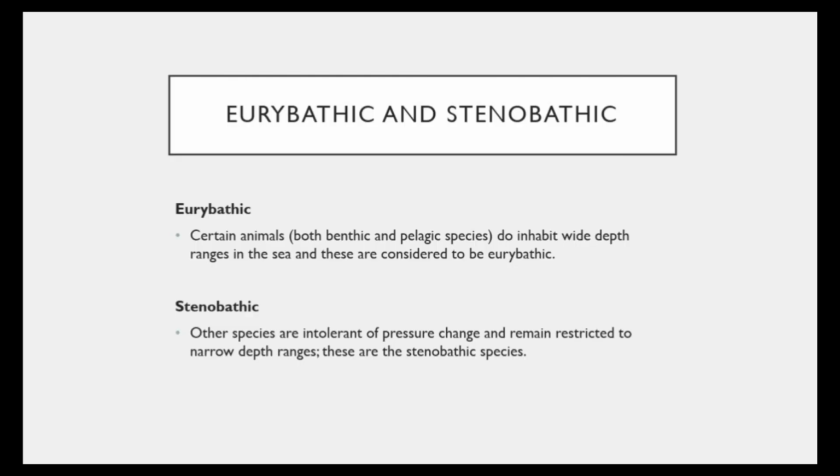Eurybathic and stenobathic. Certain animals, both benthic and pelagic species, do inhabit a wide range of depths in the sea, and these are considered to be eurybathic. So these are the animals or species that are capable of living on the bottom in both deep and shallow water, or a wide range of depths. Other species are intolerant of pressure change and remain restricted to narrow depth ranges. These are stenobathic species, aquatic animals which only live in a limited vertical range or narrow depth area to survive.